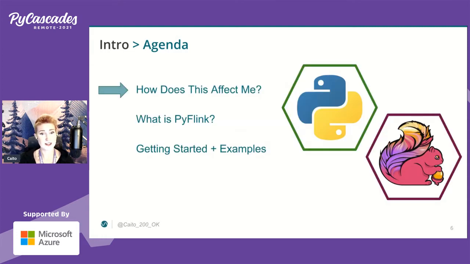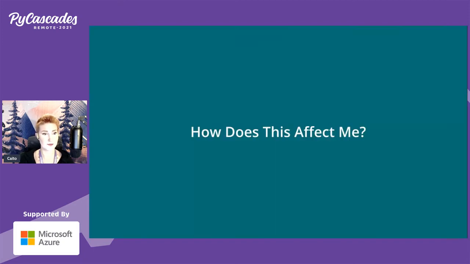I'll start with the most relevant, which is how does this affect you? I mean, really, that's kind of the most important thing here. And what problems is PyFlink intended to solve? And once you're actually invested in this problem space, then I'll go into what PyFlink is and how it works. And lastly, I'll go through some examples of how PyFlink does address these issues, using some example pipelines and getting a look at what those look like architecturally and in a code demo.